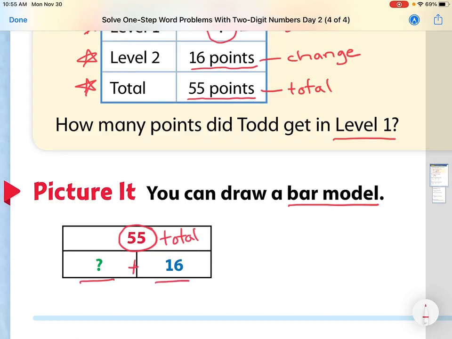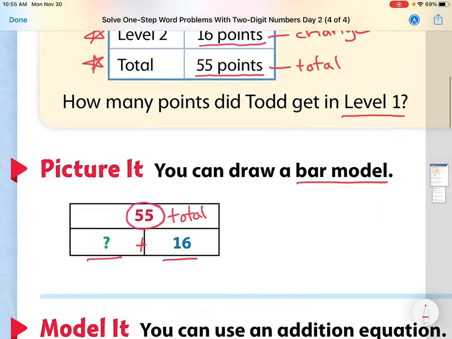And so those two parts at the bottom of the bar model, if we added those together, we could get the total. So remember, we decided that we don't know what the starting number is, so that's where you put your question mark at the start. And how much did it change? Well, we know that to that starting number we add 16 more points, and when we add those two together, we're going to get the total. So when you picture or draw a picture of a bar model, that's what you would be drawing.